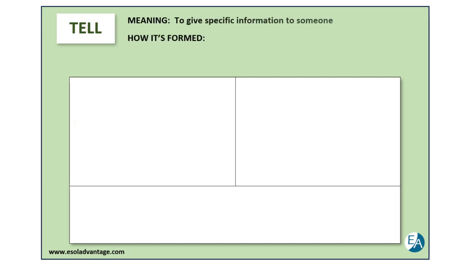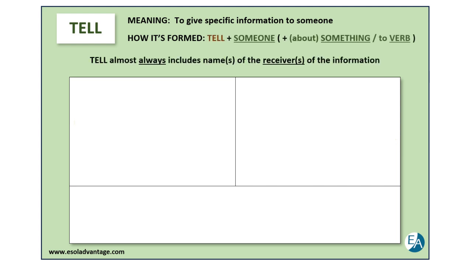Secondly, let's look at the verb tell. Tell is another very useful verb, and the meaning is to give specific information to someone. Like say, tell is very specific and has a focus on information. Here's how we use tell. You tell someone. Tell someone. Now this is different from say, where we focused on the information first. Here we focus on the person first.